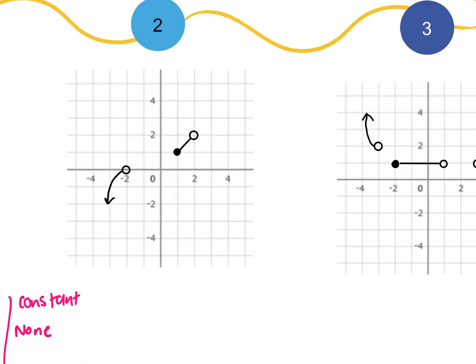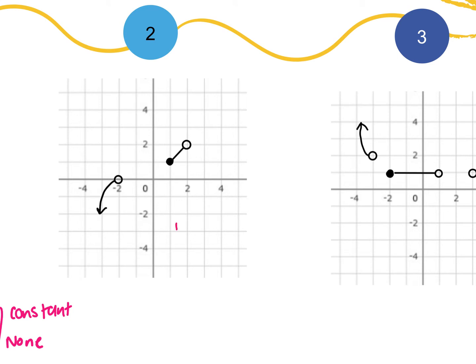All right, so let's try 2. Let's start with domain. So furthest point left this time is what? It's an arrow pointing left, right? Which means negative infinity. And then it goes to what point before it stops? -2. Parentheses because it's an open dot. Then it stops and it starts again at 1. And it gets a bracket this time because it's a solid dot. And then it stops again at 2, and it gets a parentheses because it's an open dot.